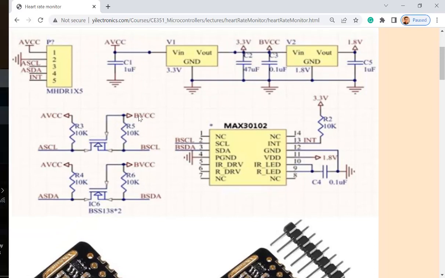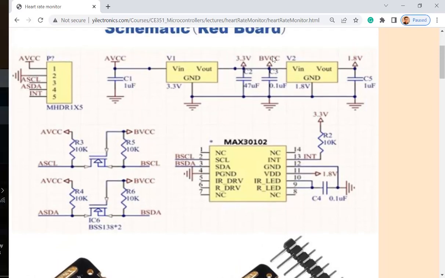Now let's look at the BVCC. What is BVCC? It's 3.3 volts. So that's the power supply for this chip. This chip requires a 3.3 volts power supply, which means that's the highest voltage for the chip, and it is going to output digital logic at a 3.3 volts level. So logic one for this chip means 3.3 volts. That's one.